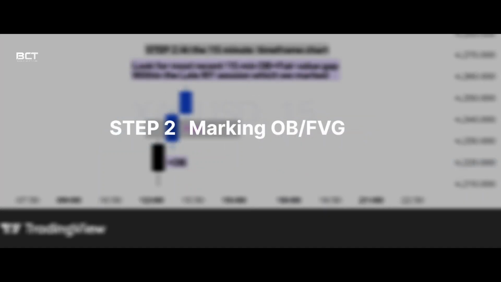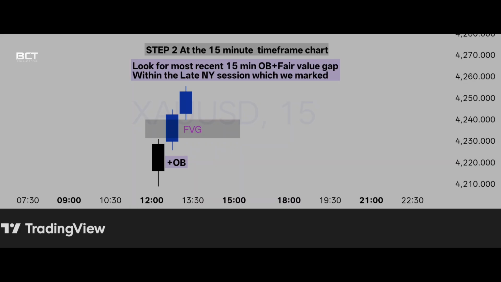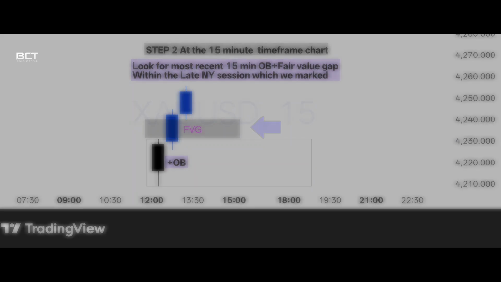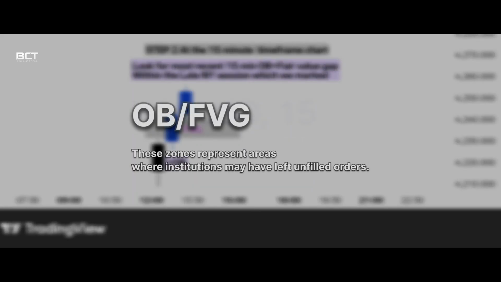Step 2. Move to the 15-minute chart. Look for the most recent order block that formed during the late New York session. Next, identify the fair value gap created after price moved away from that order block. Mark both the order block and the fair value gap on your chart. These zones represent areas where institutions may have left unfilled orders.